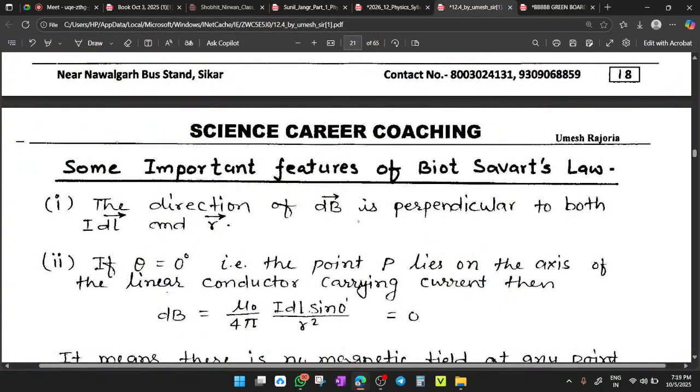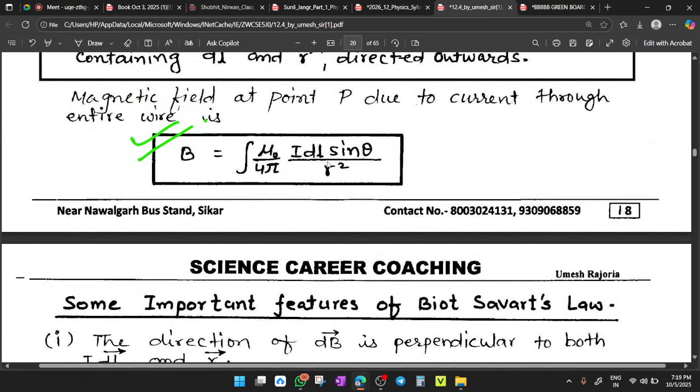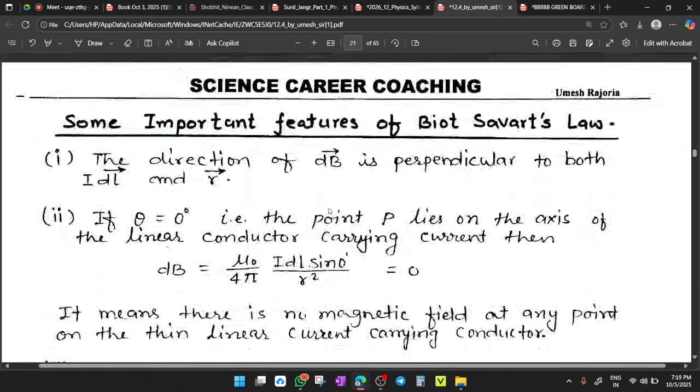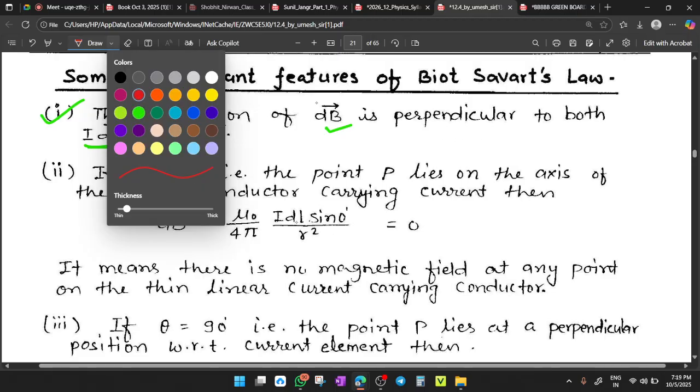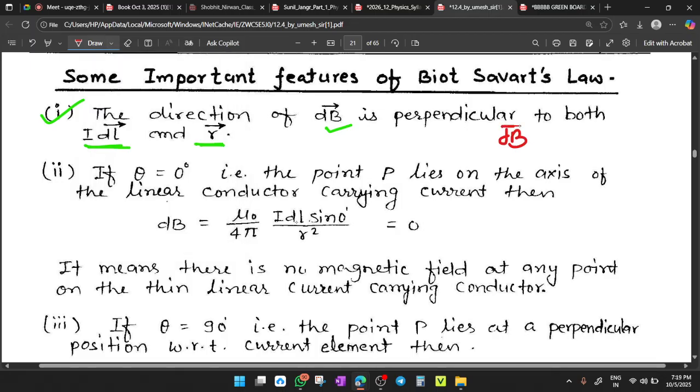So students, we have developed the formula for magnetic field intensity, B equals I dl sine theta upon r square. Now the important features of the Biot-Savart law. First, the direction of dB is perpendicular to both the I dl vector and the r vector. So the direction of the magnetic field is always perpendicular to the I dl vector and the r vector. Make it a very important result. Write it: the dB vector is perpendicular to the current element I dl, and second, the dB vector is also perpendicular to the r vector. Clear?